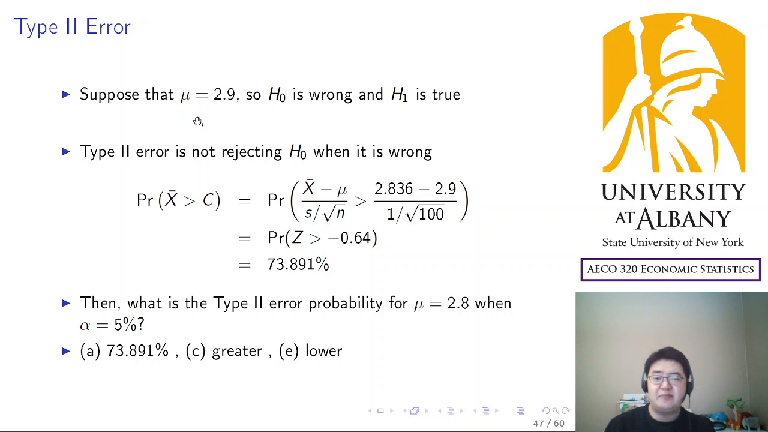But you may not be able to detect this difference, and you may not punish this company by mistake. That error probability is the probability of not rejecting H0 when it is wrong. And when it is wrong is when mu equals 2.9. So use that in the standardization. Everything else is the same. And if you calculate this, you get 73%, about 74%.